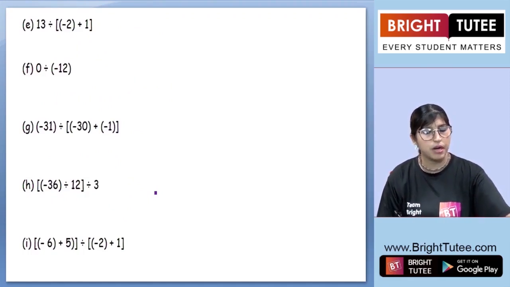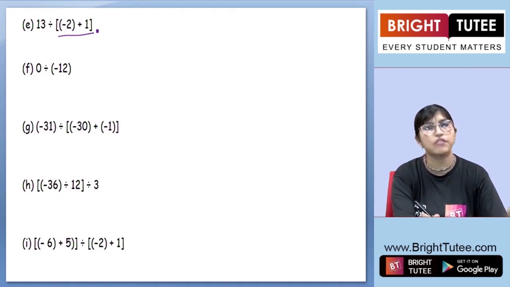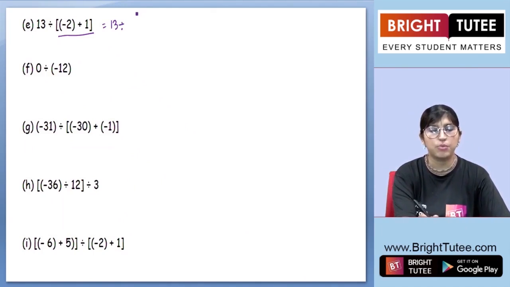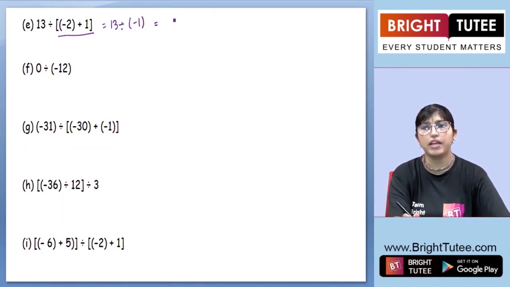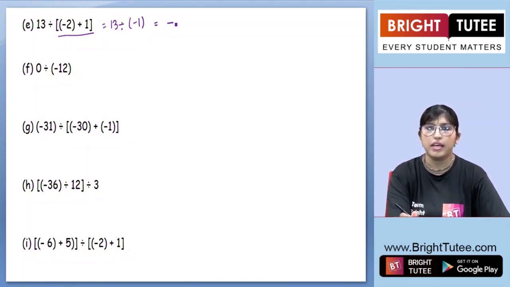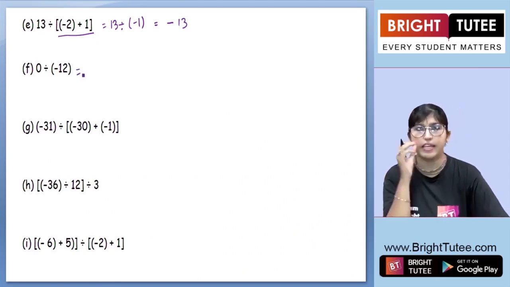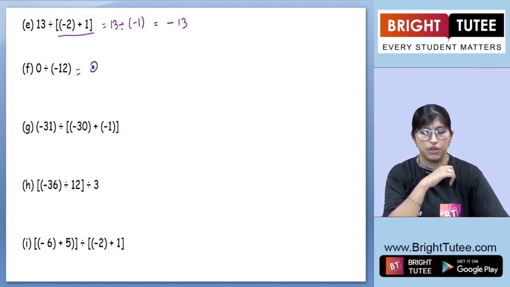Now let's move on to the E part. We have been given brackets, so we'll solve the brackets first, and then move on to the other things. So we'll be getting 13 divided by minus 2 plus 1, which is minus 1. Now if we have one negative integer and one positive integer, we'll be getting a minus sign before the quotient, and we divide 13 and 1 as whole numbers, which will be 13 only.